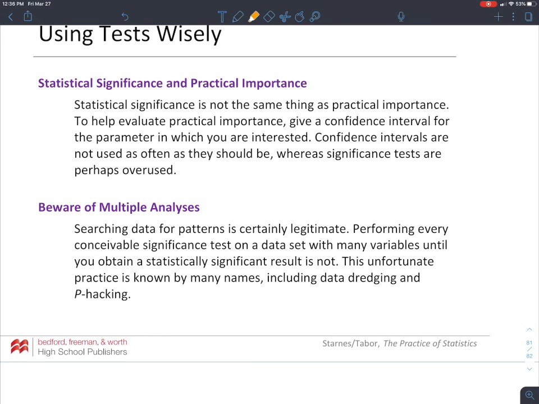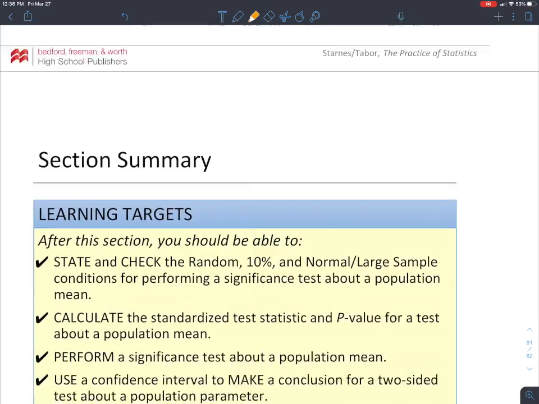Now, searching data for patterns is certainly legitimate. Performing every conceivable significance test on a data set with many variables until you obtain a statistically significant result is not. This unfortunate practice is known by many names, including data dredging and p-hacking.